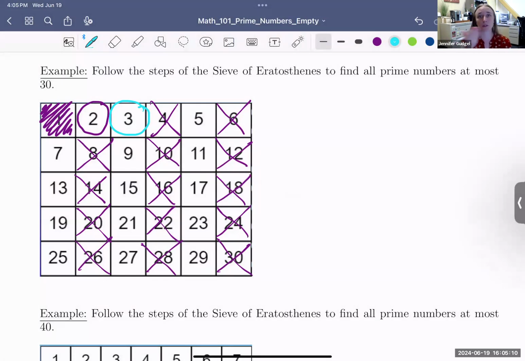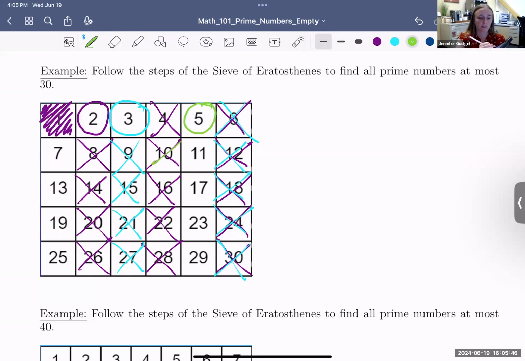Now we cross out all the multiples of 3 because those are not prime because they are a multiple of a number. So 3 times 2, 6 was already crossed out, but we'll cross it out again for good measure. 3 times 3, 3 times 4, 3 times 5, 3 times 6, 3 times 7, 3 times 8, 3 times 9, 3 times 10. None of those could be primes because they were multiples of a prime number. We go back to the beginning and circle the next uncrossed out value.